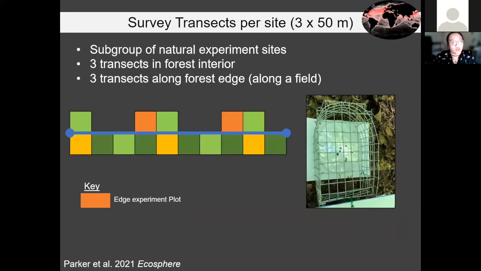As you see here, what we did with Wyatt was we set up, in a subgroup of my natural experiment sites, three of the forests, the three transects in the interior of the forest, and then we set up additional transects along forest edges that were across from a field, bordering a field. And we set up additional plots, but here we put up depots specifically to measure dispersal, comparing it to edges.